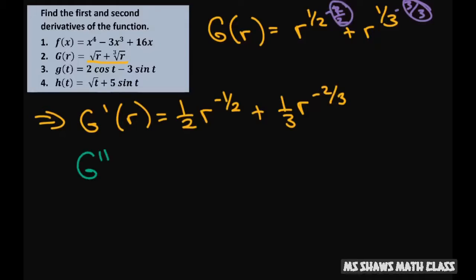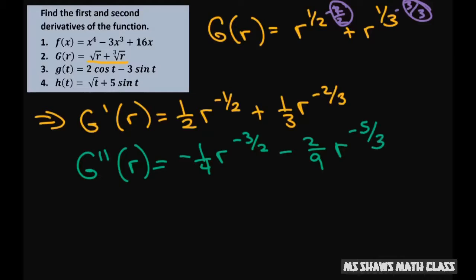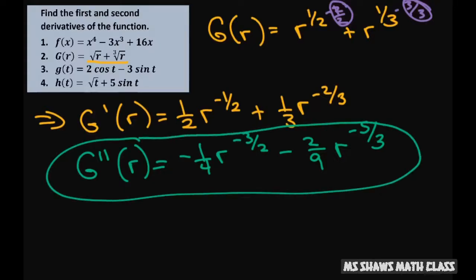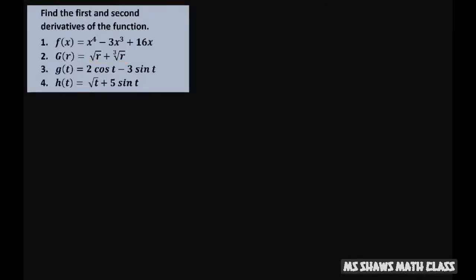So your second derivative is g double prime, and that's just going to give you negative 1/4 r to the negative 3/2 minus 2/9 r to the negative 5/3. And you could just leave it like that since we're just doing double derivatives. All right, the next one is this one.